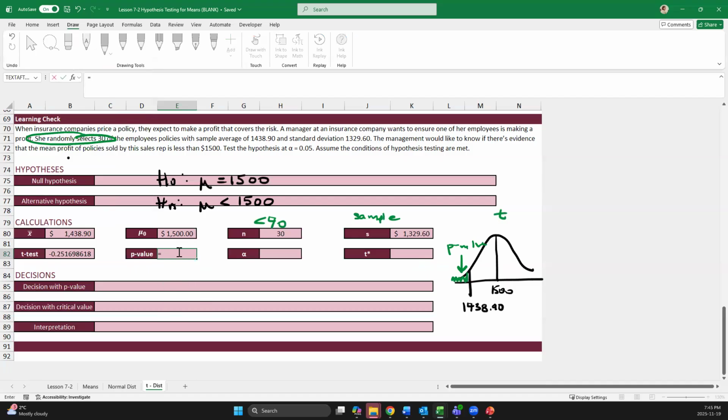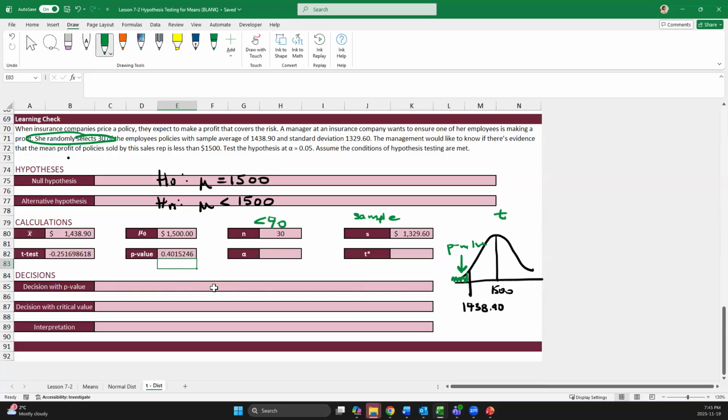So because it's on the left, you can use t.dist by itself, not RT for right and not two-tailed for 2, because we're doing less than. That will just be the regular t.dist function where you enter the t-test value, the degrees of freedom, which are n minus 1, and cumulative should be set to true. And we get a p-value of about 40% chance of this happening.